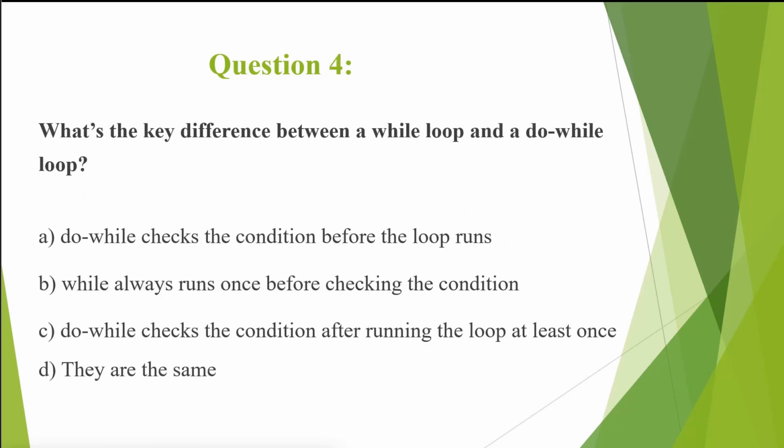And the last question. What's the key difference between a while loop and a do-while loop? The options are: while checks the condition before the loop runs, or do-while always runs once before checking the condition, or do-while checks the condition after running the loop at least once. And the last option, they are the same. Let's go through the answers.